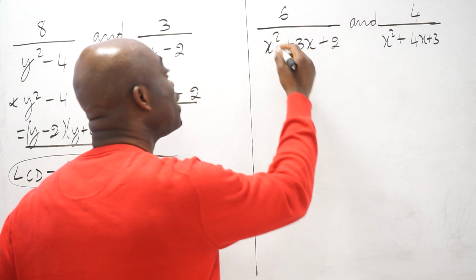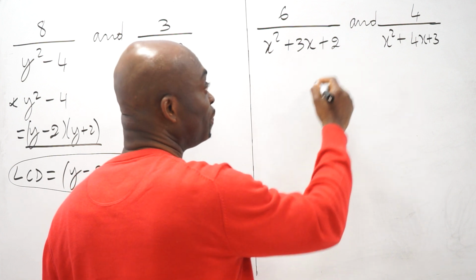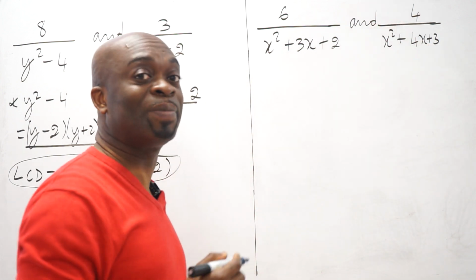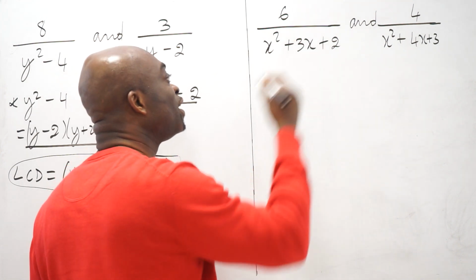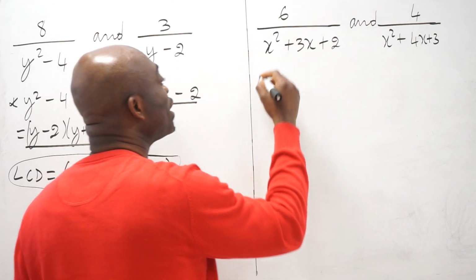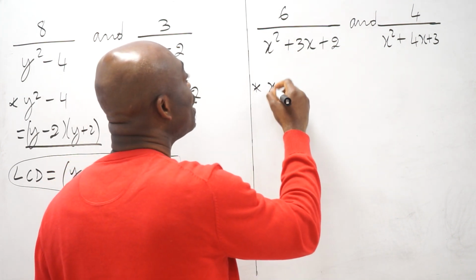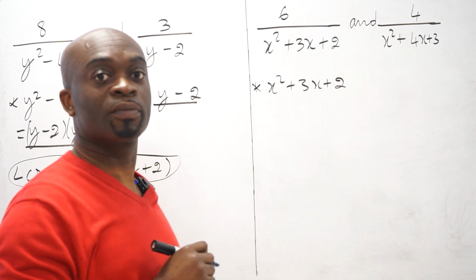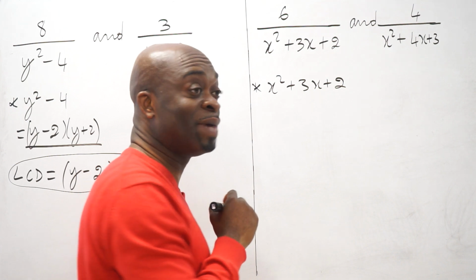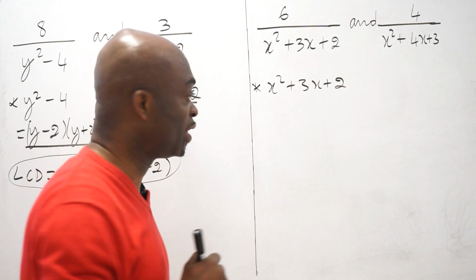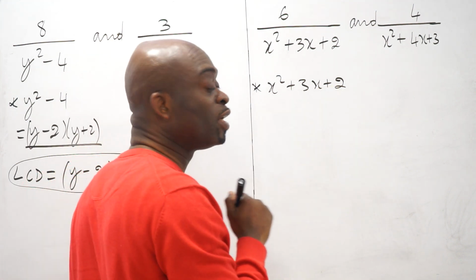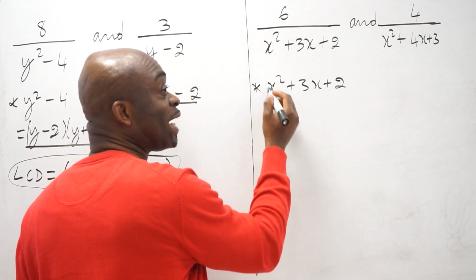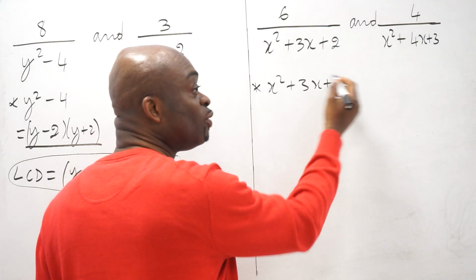So we go for the second one. We have 6 over x squared plus 3x plus 2 and 4 over x squared plus 4x plus 3. What's happening here? Same thing. We have to factor if possible. So we take the denominator x squared plus 3x plus 2. How do we factor that? We can use the AC method. We have a trinomial, three terms, so we can use the AC method. The AC method says take A, which is 1 in this case, and multiply by C, which is 2.